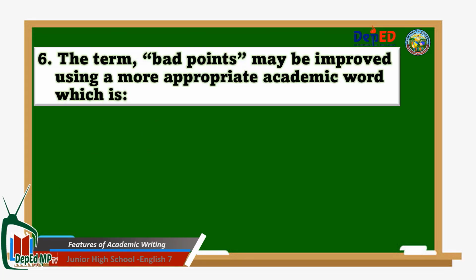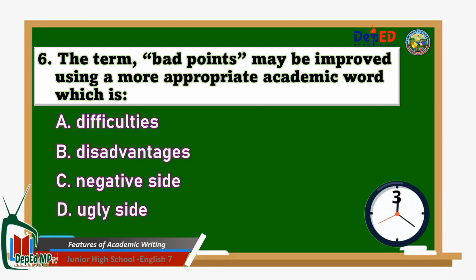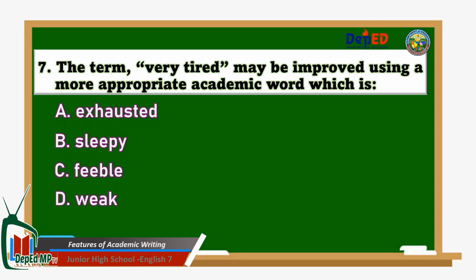6. The term bad points may be improved using a more appropriate academic word, which is A. Difficulties. B. Disadvantages. C. Negative side. D. Ugly side. 7. The term very tired may be improved using a more appropriate academic word, which is A. Exhausted. B. Sleepy. C. Feeble. D. Weak.